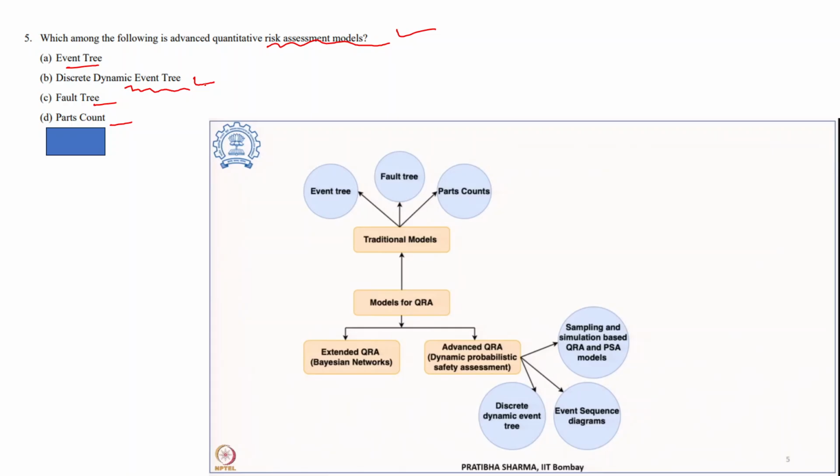Actually, what the name suggests, discrete dynamic event tree. It's the sequence of the events basically, so you are analyzing that. This is an advanced fault analysis technique, or advanced failure technique, such that we can assess the risk. We can measure the risk assessment, or we can make a model of the risk assessment.